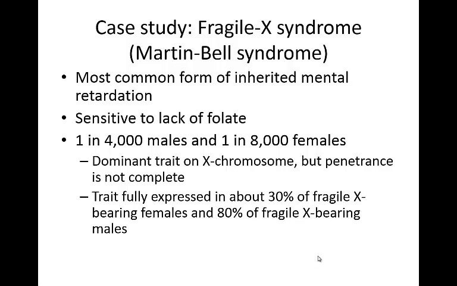Now, the reason for this is it's a dominant trait on the X chromosome, but the penetrance of this is not complete. And we'll talk more about what that means in the Chapter 3 material. But basically what it means is it's going to be a dominant trait, but it's just not 100% dominant, because it's a little bit leaky. So the end result is that the trait is fully expressed in about 30% of the Fragile X-bearing females and about 80% of the Fragile X-bearing males. And that's why you're going to see these differences in the numbers here.